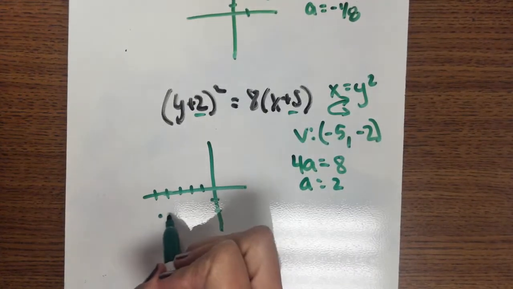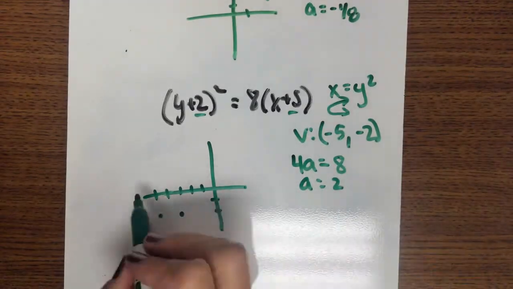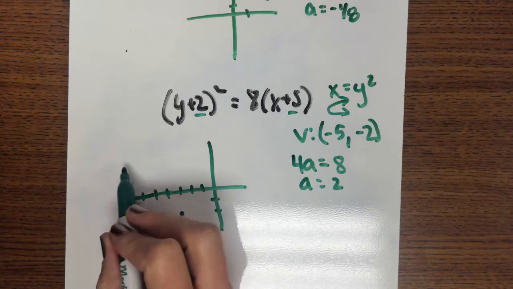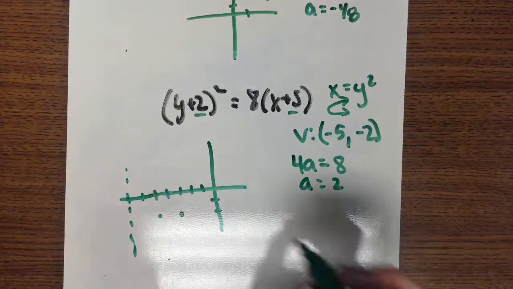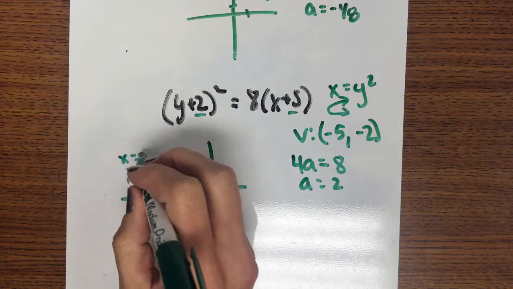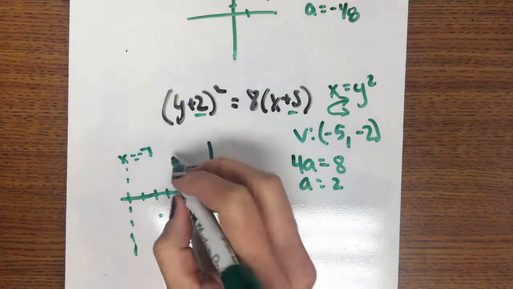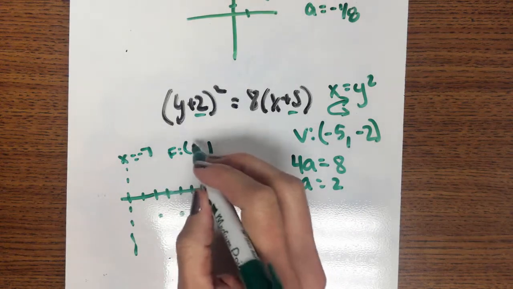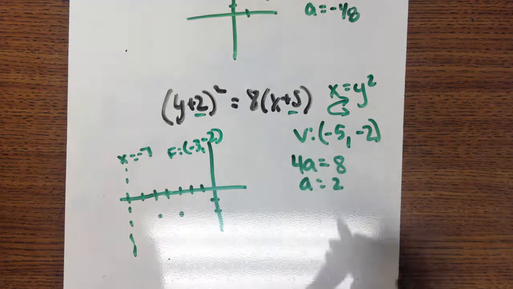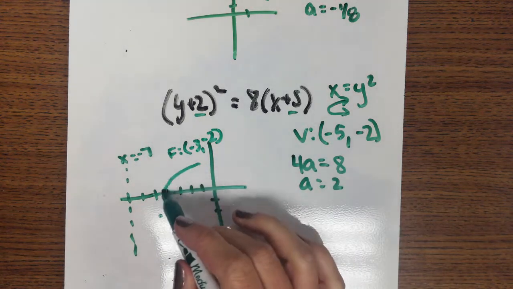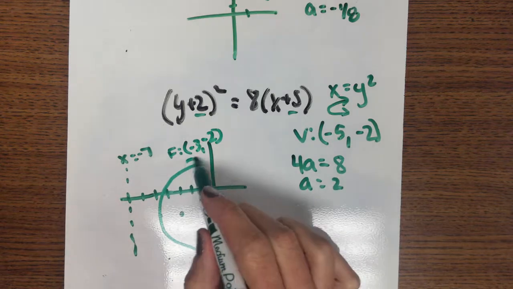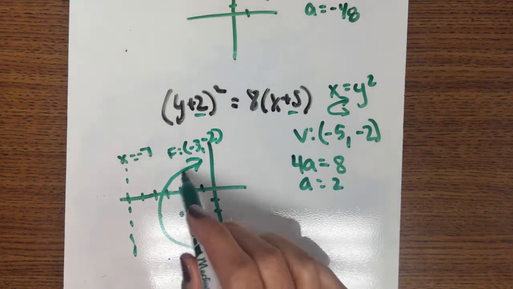So I'm going to go forwards 2. That's my focus. Then I'm going to go backwards 2. And there's my directrix. So the directrix is the line x equals negative 7. My focus is the point, what is that, (-3, -2). And then I'm just going to do my best to make my parabola so that it's equal distance from each point.